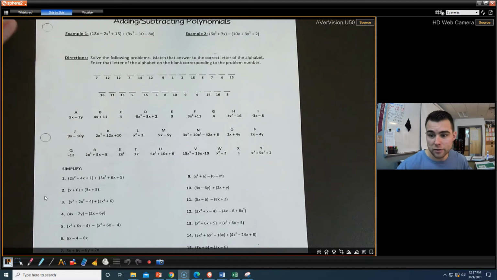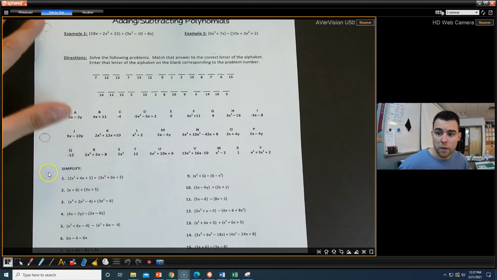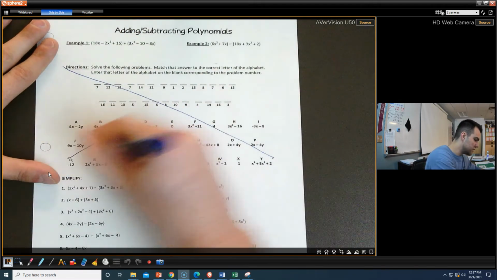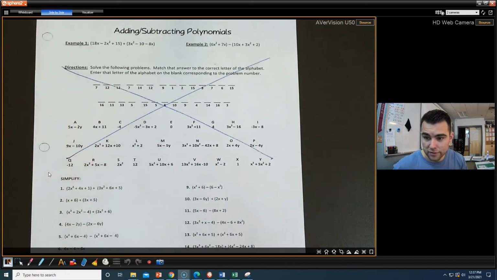So adding and subtracting polynomials, we've done this before. Again, it's kind of like adding and subtracting monomials, okay? So this part right here, all these directions, get rid of it. We don't need it, okay?